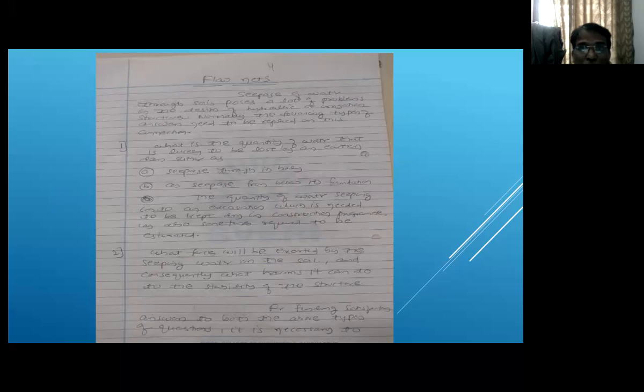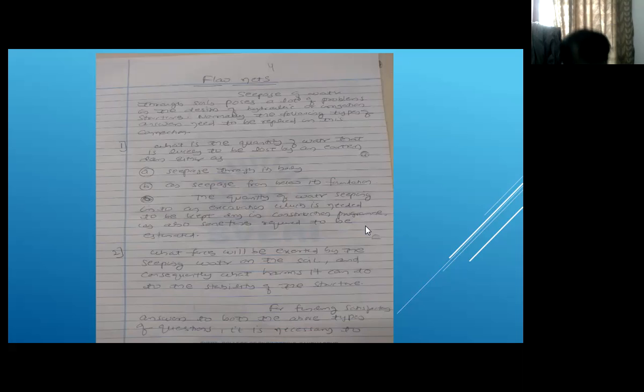So seepage of water through soil poses a lot of problems in the design of hydraulic or irrigation structures. Normally, the following types of questions need to be answered in this connection. What is the quantity of water that is likely to be lost by an earth dam, either as seepage through its body or as seepage from below its foundation? Next is the quantity of water seeping into the excavation which needs to be kept dry in a construction program, which is sometimes required to be estimated.